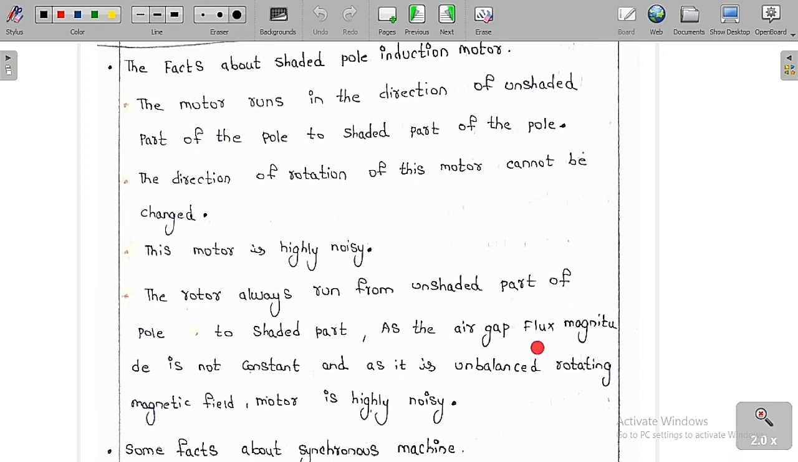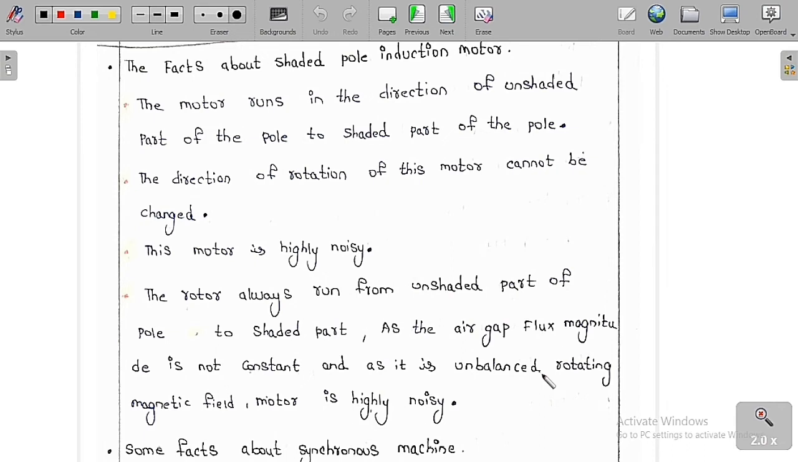As the air gap flux magnitude is not constant and is varying, and it is an unbalanced rotating magnetic field, because of this only we can say the motor is highly noisy.